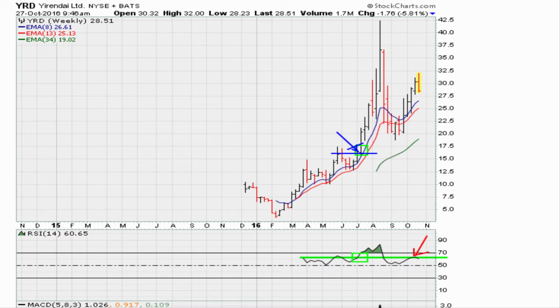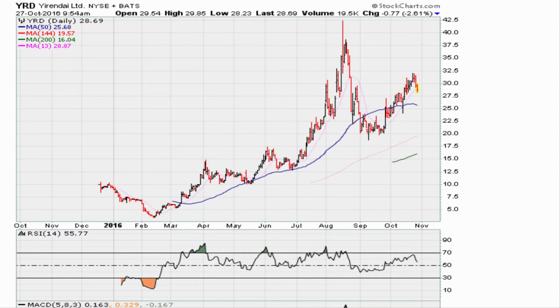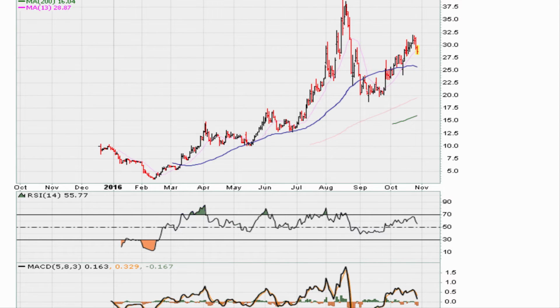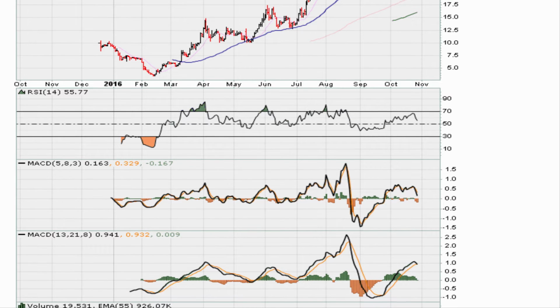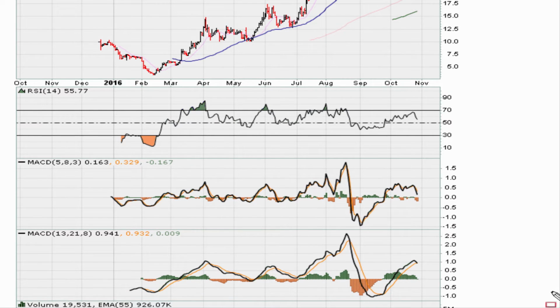Now take a look at the daily. For an IPO, let's take a look at the daily to see whether the daily gave us an earlier entry point, and yes it does. We can see that there was a price breakout here just above $7-8. So about right there was a nice price breakout.